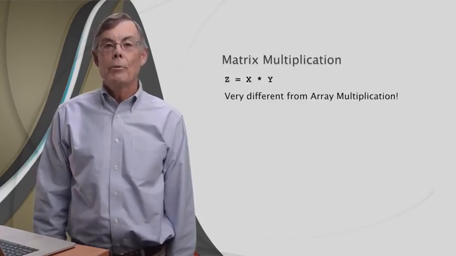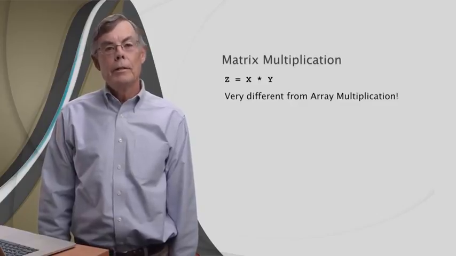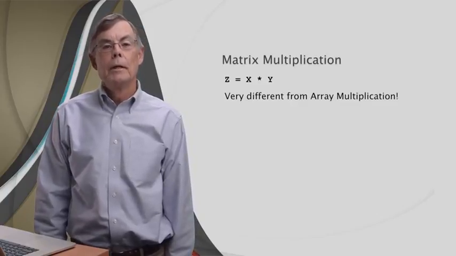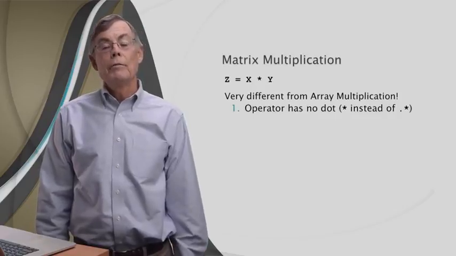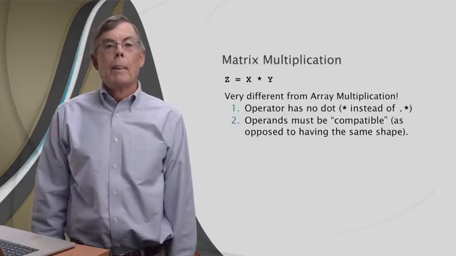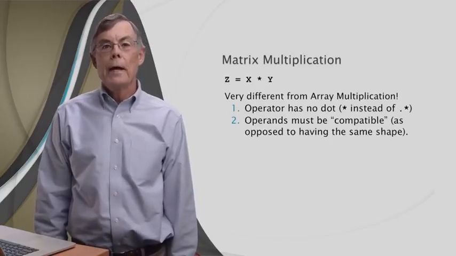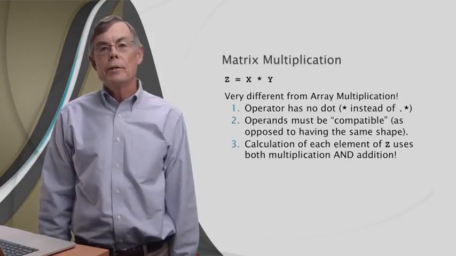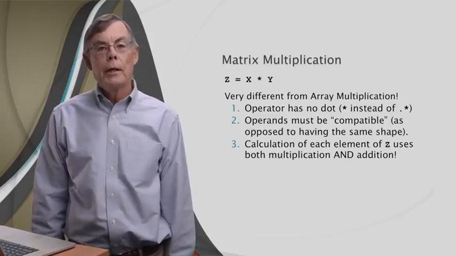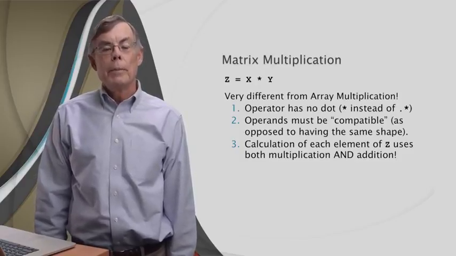So now we know how array multiplication works, and we know that matrix multiplication is very different from array multiplication. In fact, it differs in 3 ways. First, there's obviously no dot. Second, the shapes of x and y must be compatible, which is different from having the same shape. And third, the calculation of each element of z uses both multiplication and addition. Well, first let's look at the compatibility requirement.